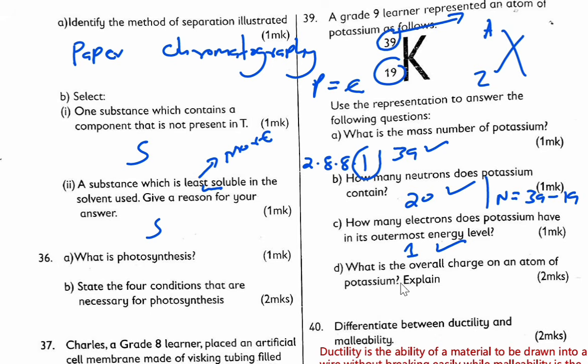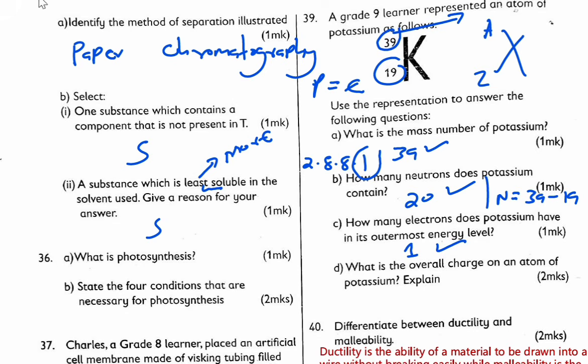Part D. What is the overall charge on an atom of potassium? Explain. Also, this question is not according to our level. It is not in our level. This is at higher levels, like in the senior school. But I'm going to teach you, maybe, if you need it. It is very important. So what is the overall charge on an atom of potassium?